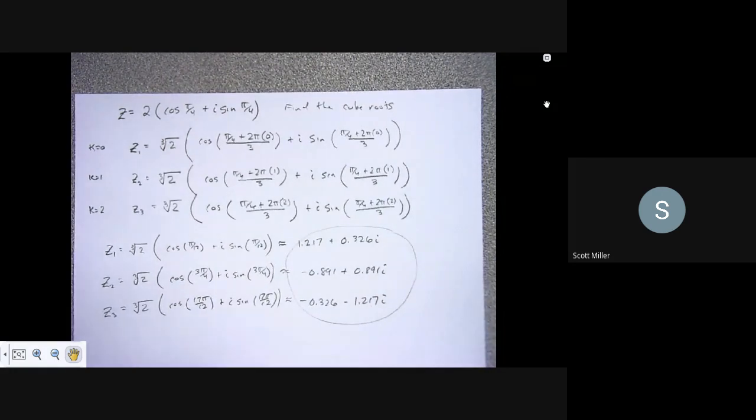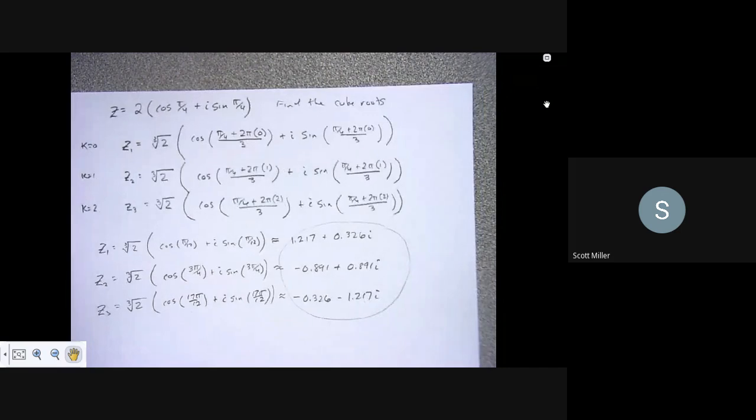So again, you'll have problems on the test that will ask you to do these. So just make sure you have these rules in your notes and you know how to use them. And so that is 8.6.